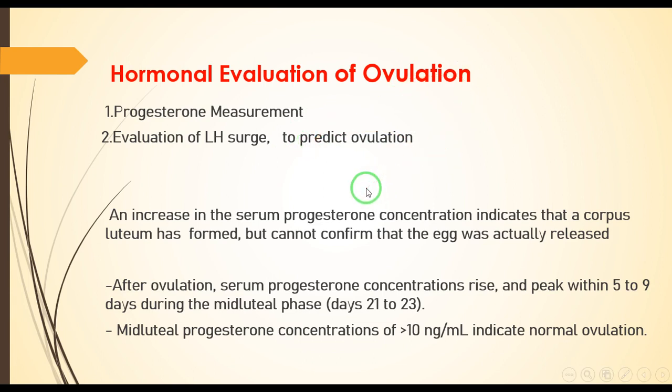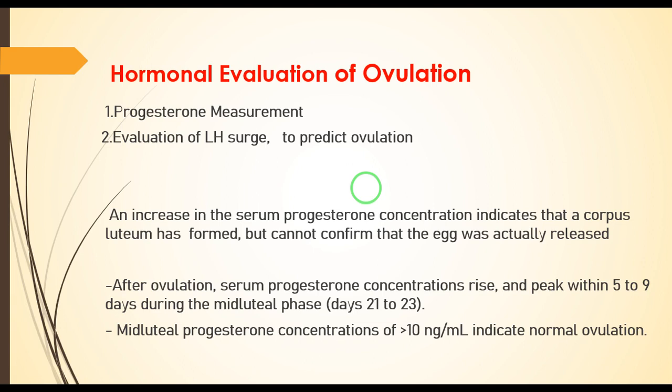Serum progesterone, if it is measured at day 21 to 23, starting from the first day of the cycle, and it was normal, or at least more than 10 nanogram per ml, this indicates that the female has a normal ovulation, because after the ovulation the serum progesterone starts to increase and peaks within 5 to 8 days after the ovulation, exactly in the mid-luteal phase, if the patient has a normal or regular menstrual cycle.